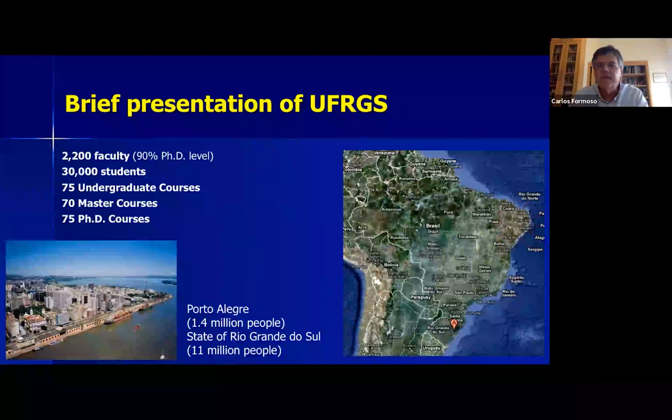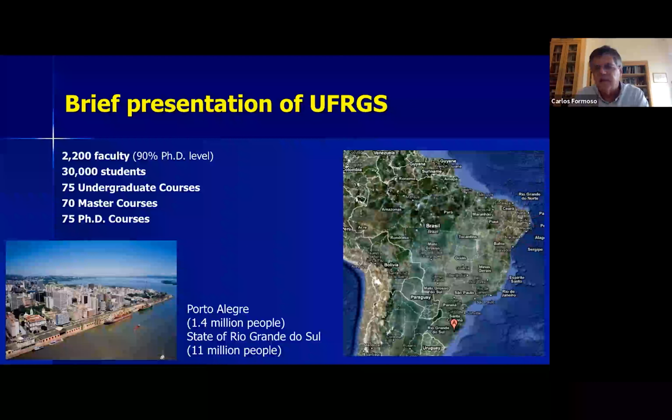So these are some numbers from my university. We have 2,200 faculty. 90% of them have a PhD degree, and around 30,000 students. 2/3 are undergraduate students, and 1/3, more or less, are master and PhD students. So my university is a university that is very much focused on research. So we have many postgraduate programs, many labs in different areas.